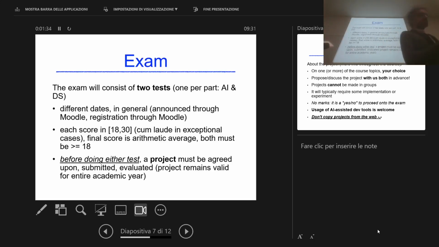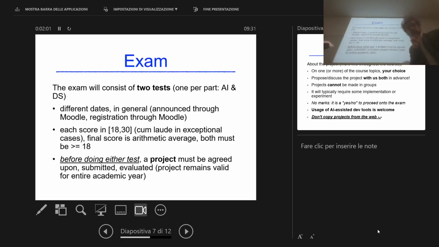How is the exam? You have to take 2 exams, basically, 1 for each part. They are completely independent, so different dates, different schedules, whatever. The only connection point is that you need to do a project. We will talk about the project, which is usually a source of headaches for you at the beginning, then I clarify, and then everything is fine.